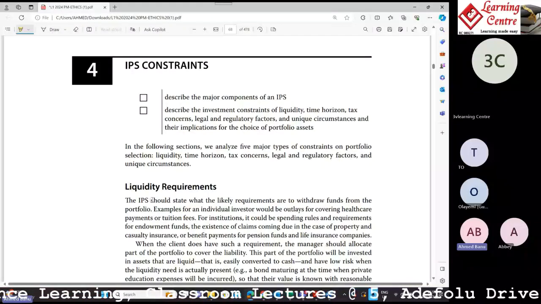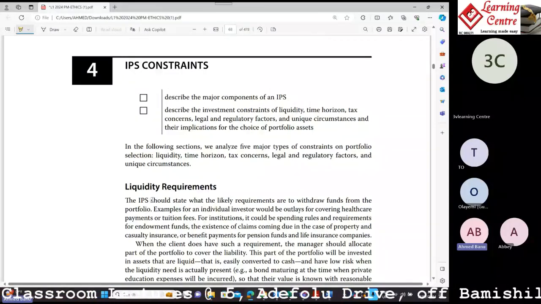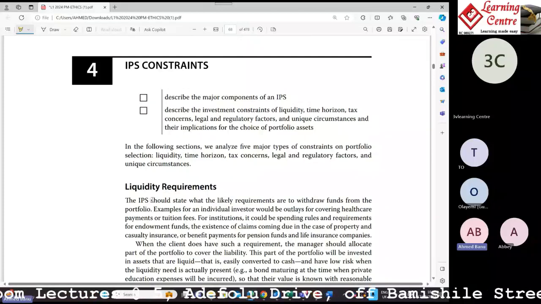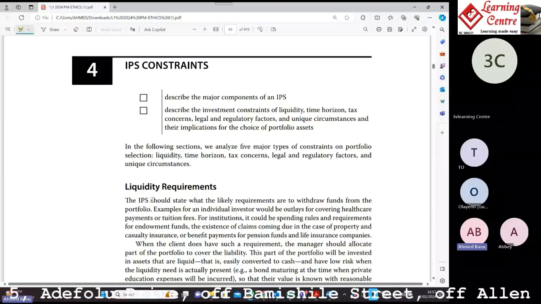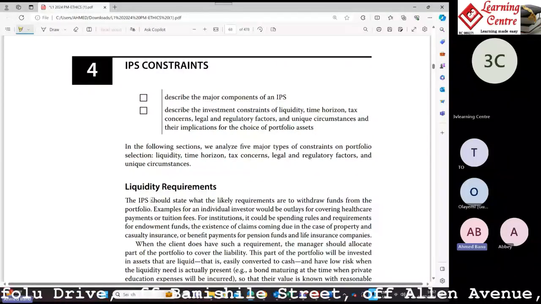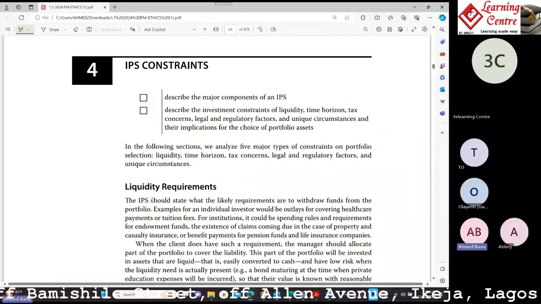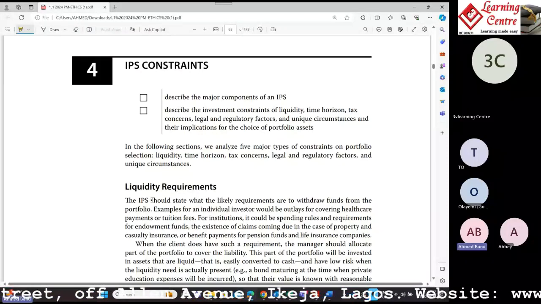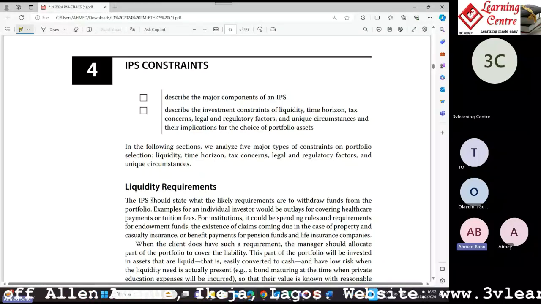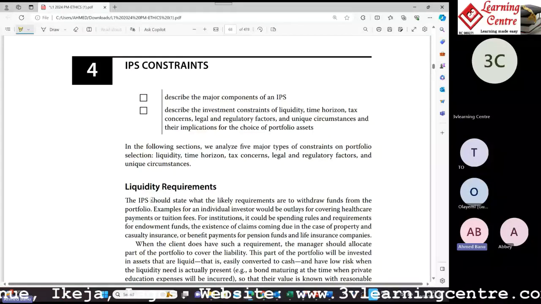So let's move on now to IPS constraints or investment constraints. And when we say investment constraints, we are saying, what are those factors which we have already identified, and how do these factors affect your ability to achieve your investment objectives? And the first one is liquidity requirements. Now, when we say liquidity requirements, we mean how often does the client need money from that fund? Or are there going to be any instances?